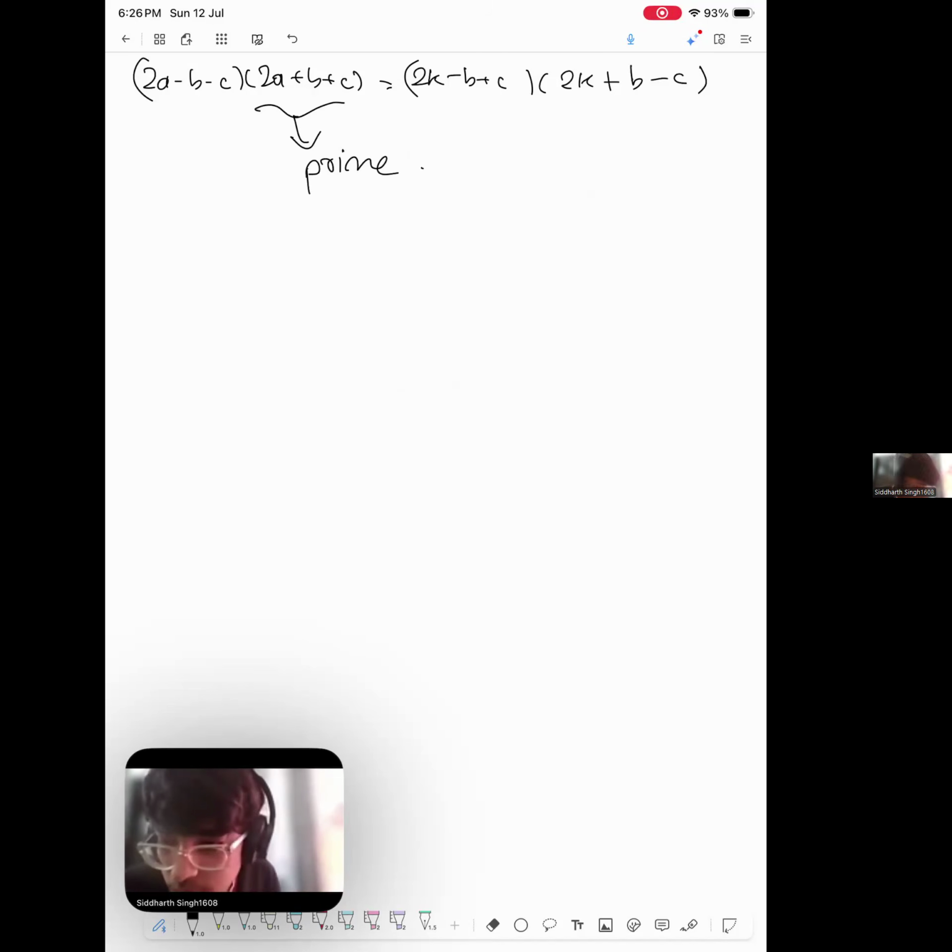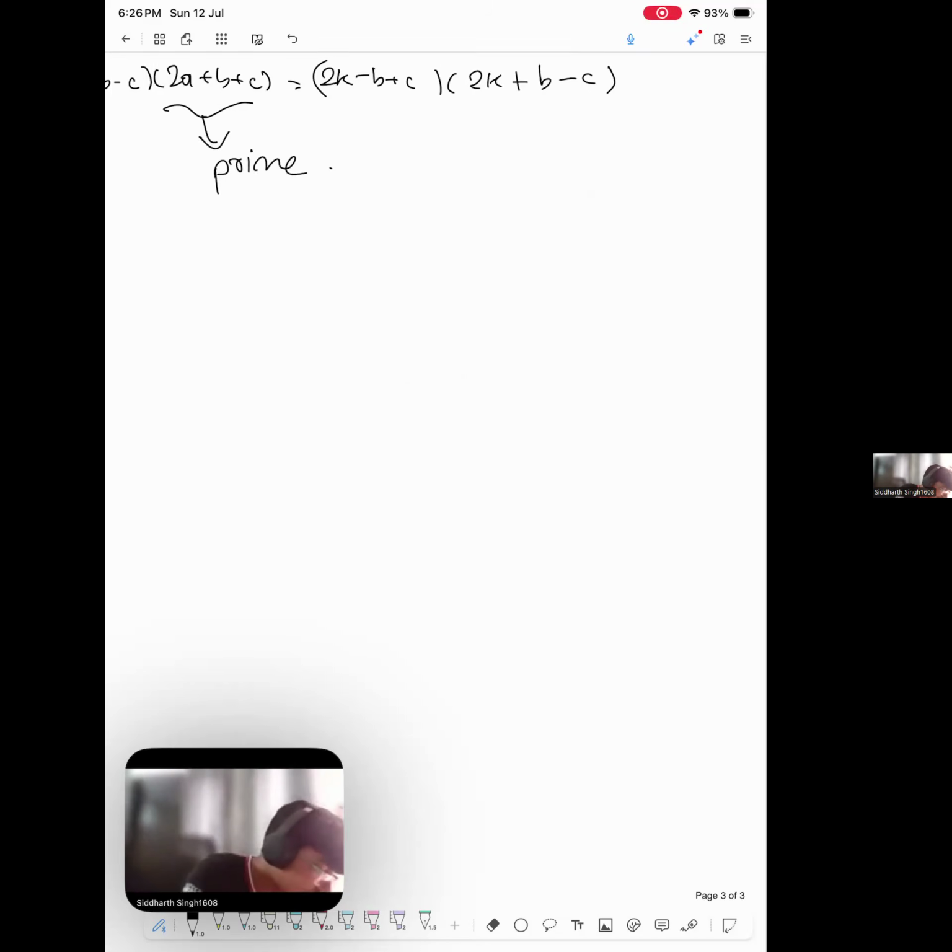Since this is a prime, and all numbers are made up of primes, and primes are the fundamental building blocks of everything, I'm yapping, but the main point is 2a plus b plus c. Yep, exactly. P divides AB implies P divides A or P divides B. So we would have that without loss of generality, can we assume that it divides 2k minus b plus c? We could, right? Because the entire thing is symmetric in B and C. So let's assume it divides 2k plus b minus c.